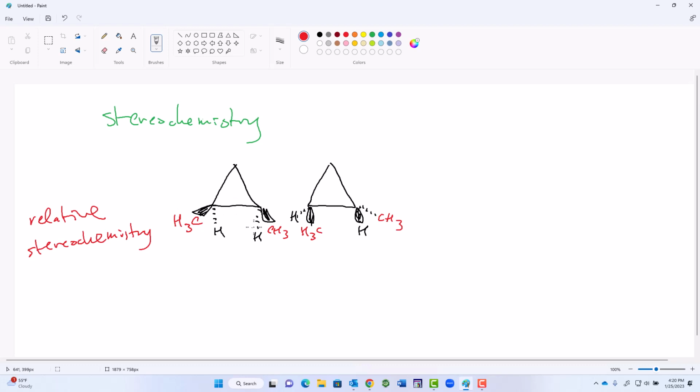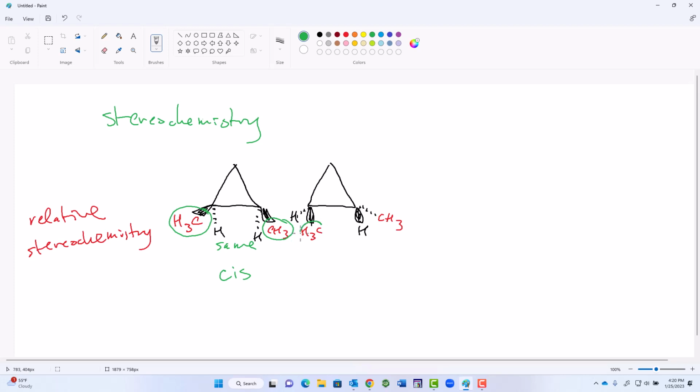But since we have two groups, two methyl groups that we're comparing, we can. So in this first case, we have a methyl pointing up and a methyl pointing up. Since these are on the same side, the relative stereochemical term we would give to these two methyl groups would be cis. So we would call these methyl groups cis to one another.